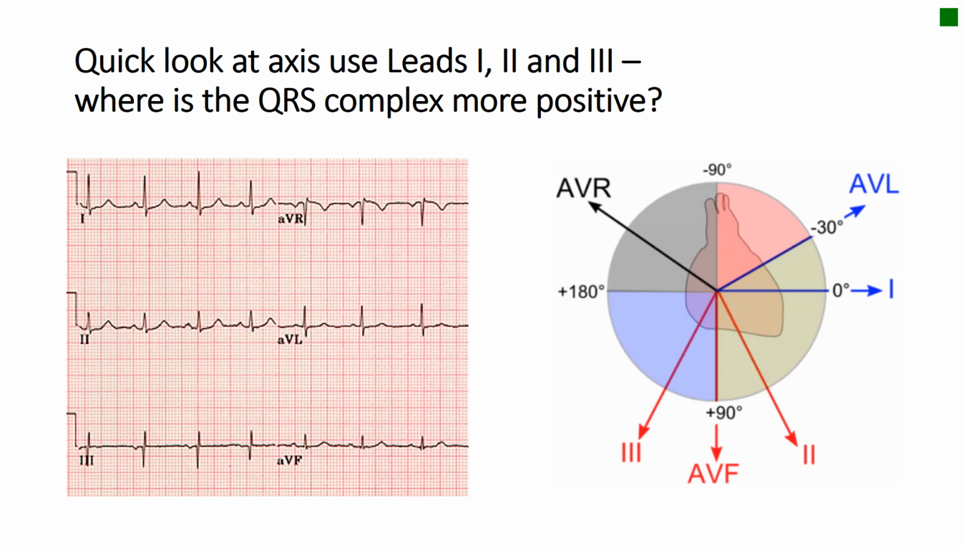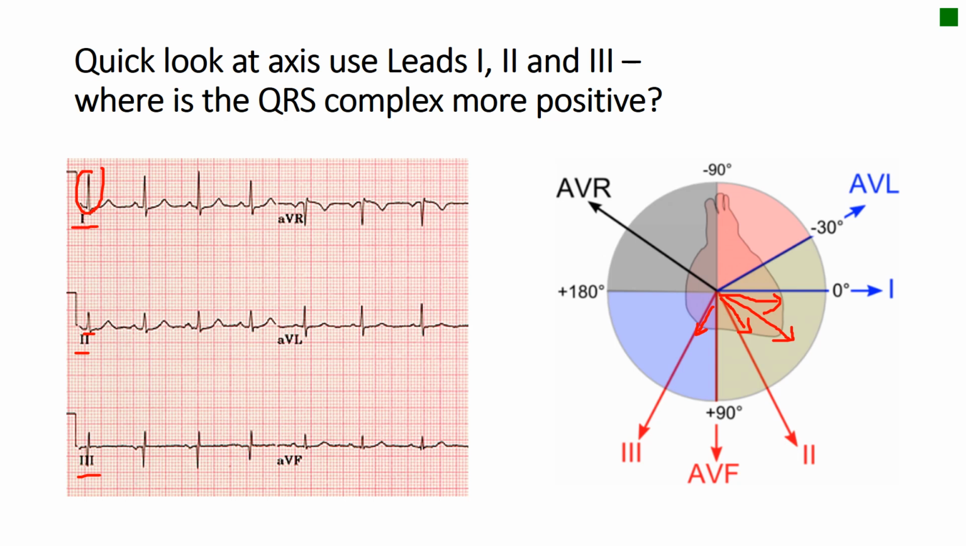Okay. So a quick look at the axis is to use leads 1, 2, and 3. And where is the QRS complex more positive? So it's more positive in lead 1. Okay. So it's more positive in this direction over here. It's then, again, a bit more positive in 2 than it is in 3, so then it's more likely to be there than it is in this direction. So it's kind of more between those two. That's the axis between lead 1, 2.